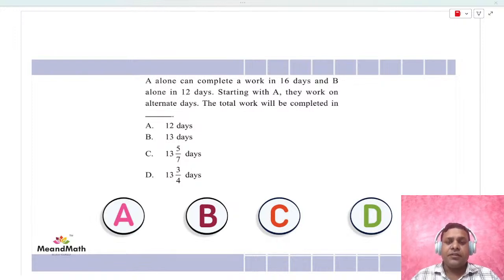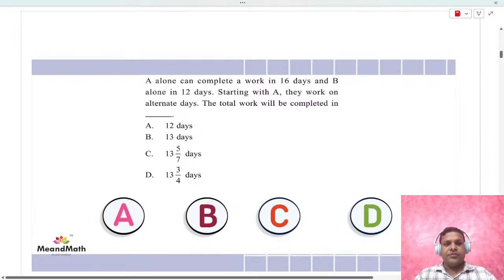तो यहाँ पर variation check करो, variation कौन सा है? ये inverse variation है, direct variation नहीं है. It's an inverse variation. So we have to use the inverse rule. Okay, चलो start करते हैं solution.